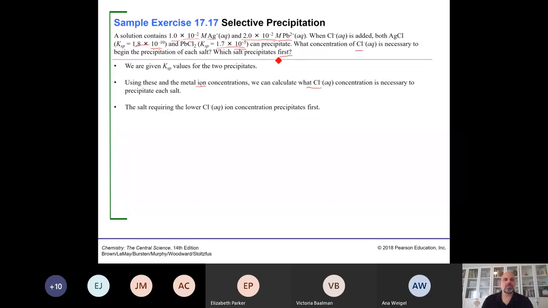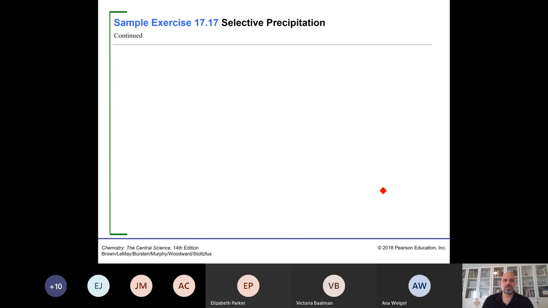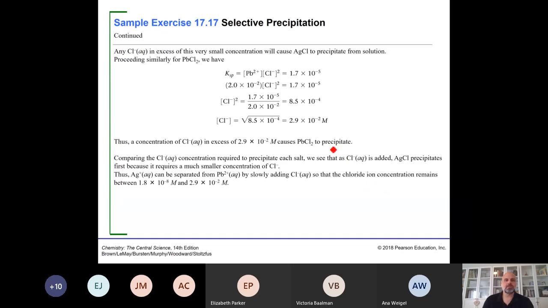So we work through the problem. For silver chloride, we have a KSP equal to the silver ion concentration times the chloride ion concentration, equal to 1.8 times 10 to the minus 10. We're simply going to plug in our numbers. We know our silver concentration is 1.0 times 10 to the minus 2. So we plug that in for silver, and then we just solve for chloride ion concentration. The chloride ion concentration necessary is just 1.8 times 10 to the minus 8. We do the same thing for lead.